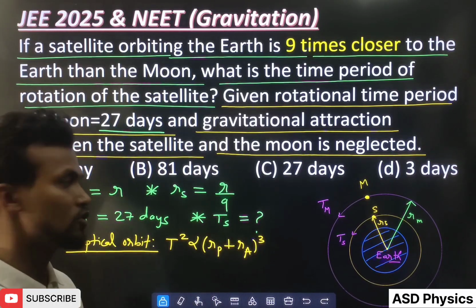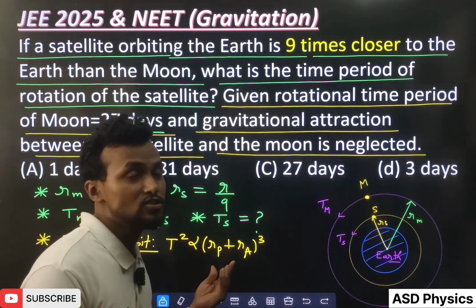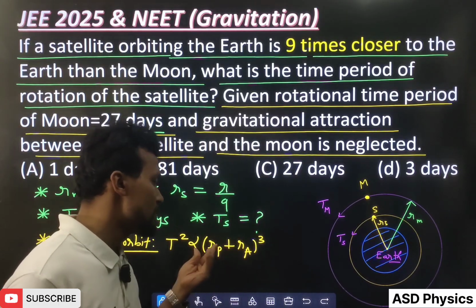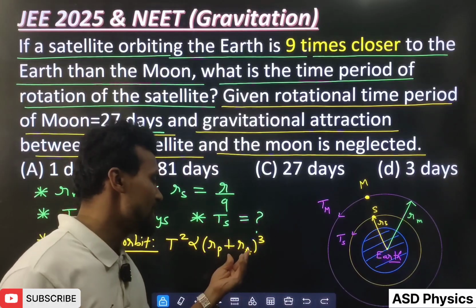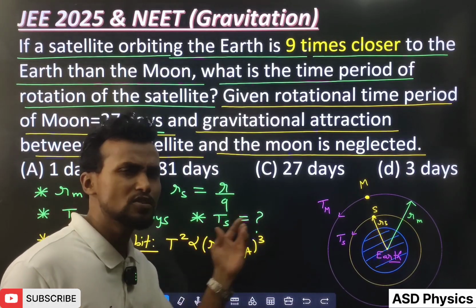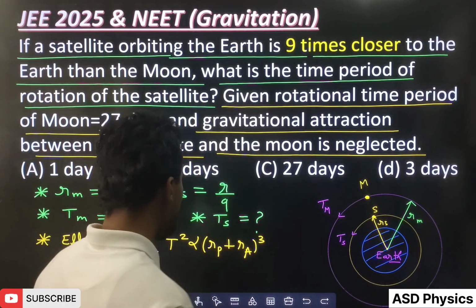This is for the elliptical orbit. This RP is the distance of the perihelion from the sun, no? In Kepler's law, actually, and RA is the distance of aphelion from the sun, no? That is the very basic thing.